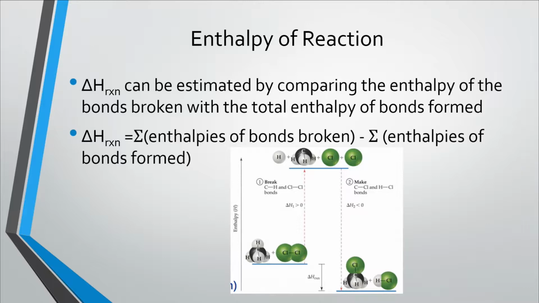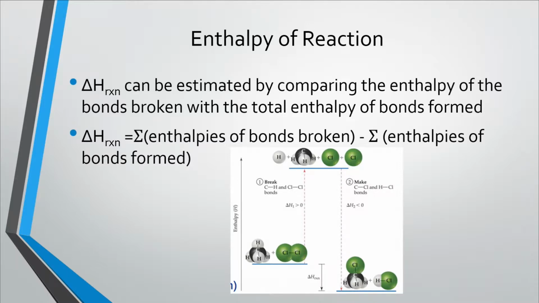So if you look right here, we have methane and chlorine gas, and we're going to break one C-H bond and break one Cl-Cl bond, and then we're going to make a carbon-chlorine bond and a hydrogen-chlorine bond. So we have to take into account which bonds we're breaking and which bonds are formed.